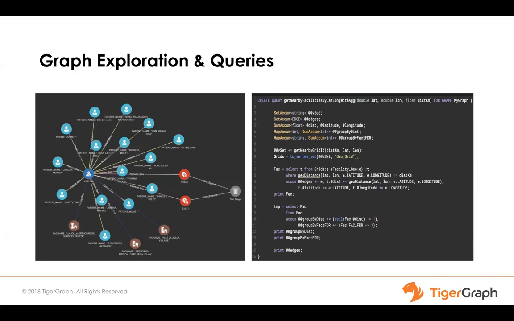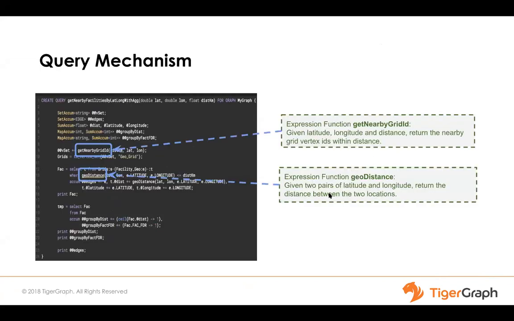And on the right-hand side is the query implementation. From the query, you can see that given the latitude, the longitude, and the searching distance, those three parameters, we want to return all of the healthcare facilities within the range, starting from the given location. The query calls another tool, customized expression functions. So the entire solution is just based on three customized functions, one for loading, two for querying.